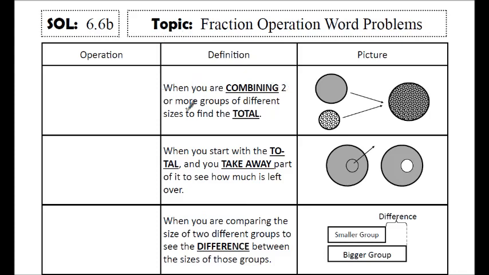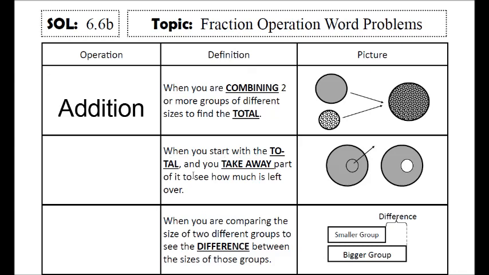When you are combining two or more groups of different sizes to find the total. So you have two different groups. Sometimes you can have more groups, but you want to put them together. This is going to be addition.